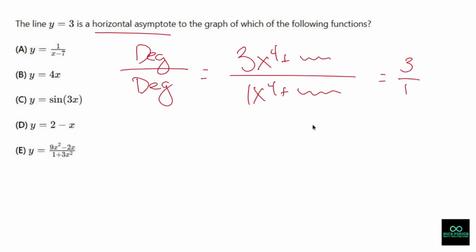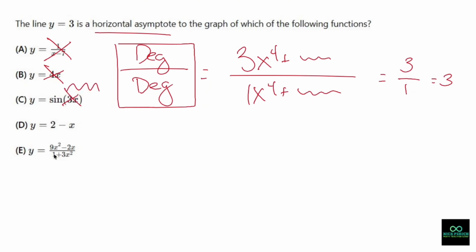So what I want to look for is something that has the same degree over the same degree, where the leading coefficient up here is 3 and the leading coefficient down here is 1, and that way I'll get the horizontal asymptote at 3. Does that happen here? No. This gives you a horizontal asymptote at 0 because the denominator has a larger degree. This one is a linear equation, which means you're not even going to have a horizontal asymptote. This one is sine of 3x, which means it looks like that, so you're not going to have a horizontal asymptote. This is a linear equation. It's going to look something like this. You don't have a horizontal asymptote.